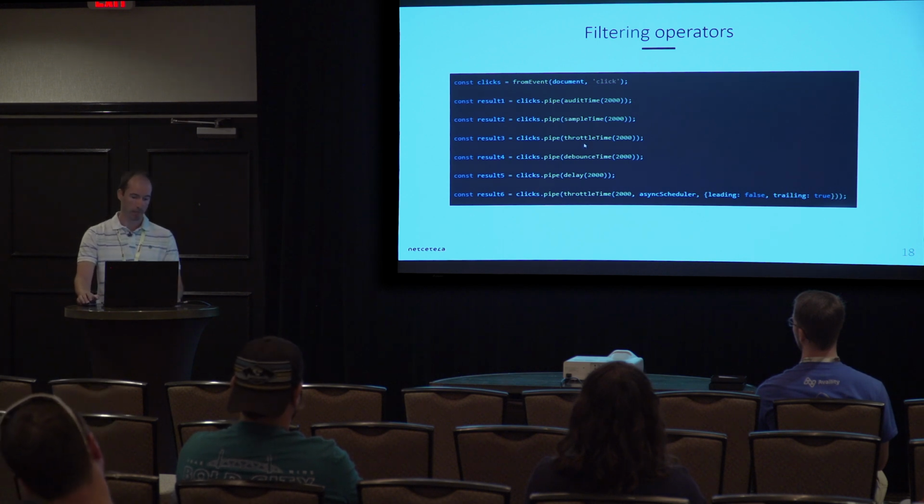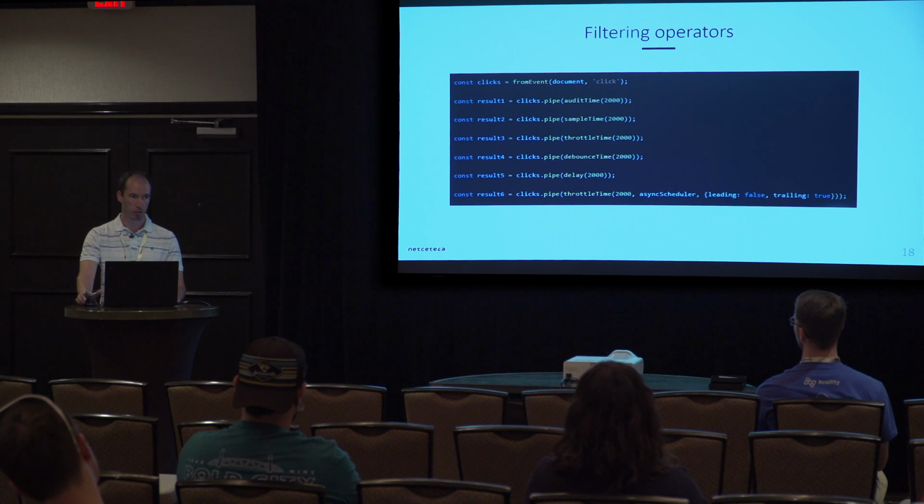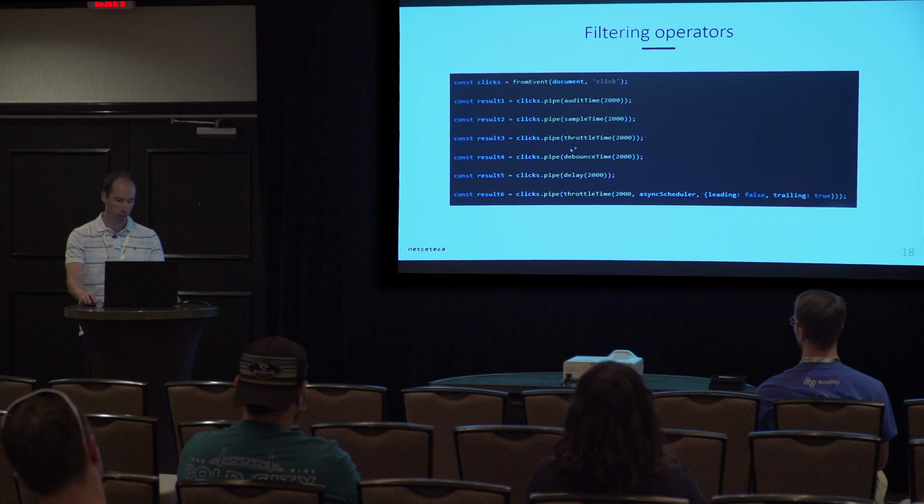Opposite to that one, we have throttle time, at least for the default configuration, because here you can define whether to take the leading or the trailing value. The default is leading, so this would mean that after 2 seconds pass, it will just take the first value which comes in between. You could change this one: if you set trailing to true and leading to false, then this will be the same as audit time.